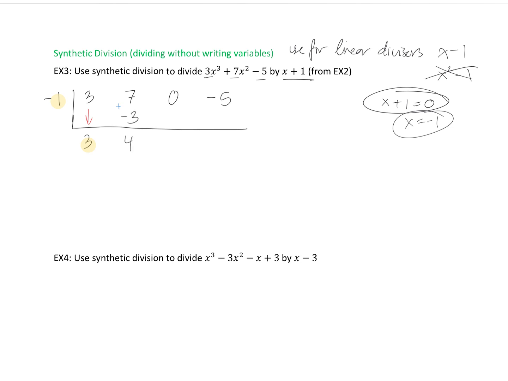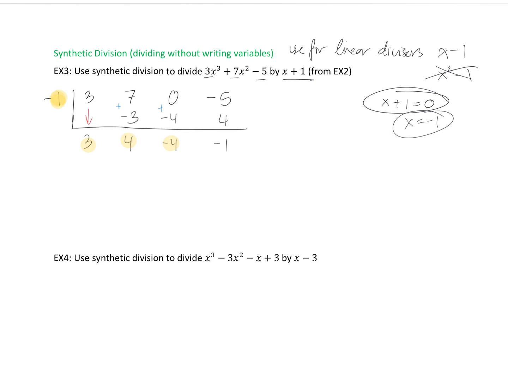And then again, we're going to multiply the negative 1 by the 4, which is going to be negative 4. And then again, we'll add, which is going to be a negative 4. And one more time, let's multiply negative 1 times the negative 4, which is going to be positive 4. And then negative 5 plus 4 is going to be negative 1.